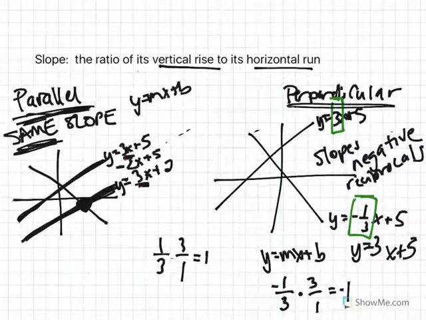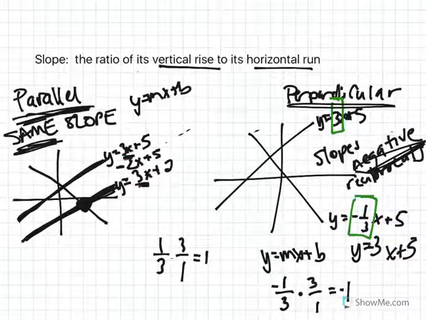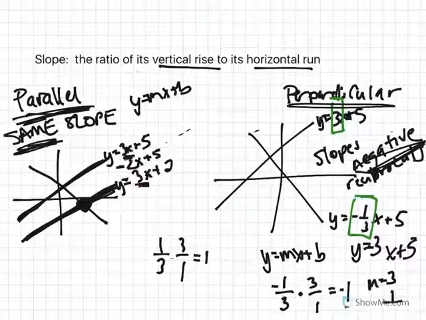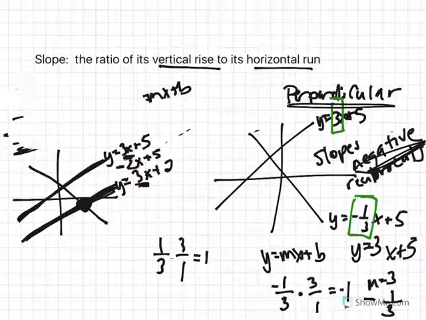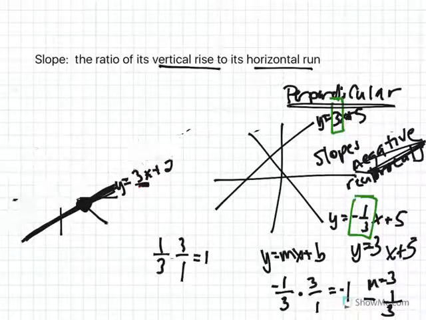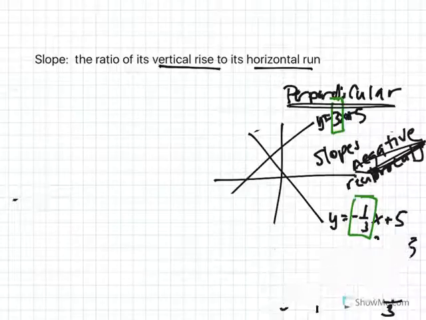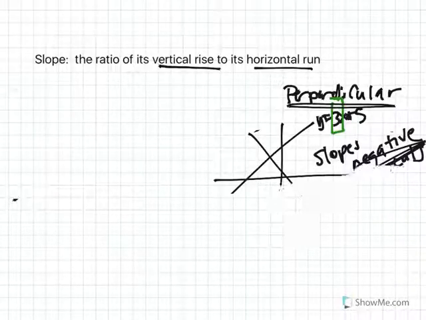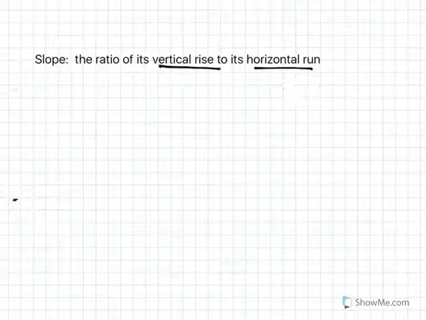But a perpendicular line has a negative reciprocal. So it needs to be two numbers that, when multiplied together, give you -1. So if the slope is 3, you need to flip the slope, make it 1/3, and then make it negative. So it's a negative reciprocal. So in summation, parallel lines have the same slope. Perpendicular lines are negative reciprocals of one another.